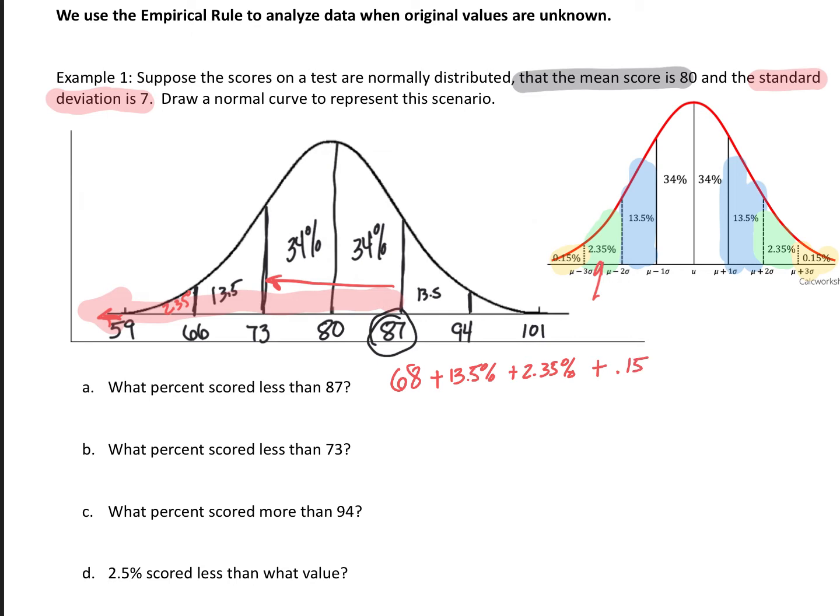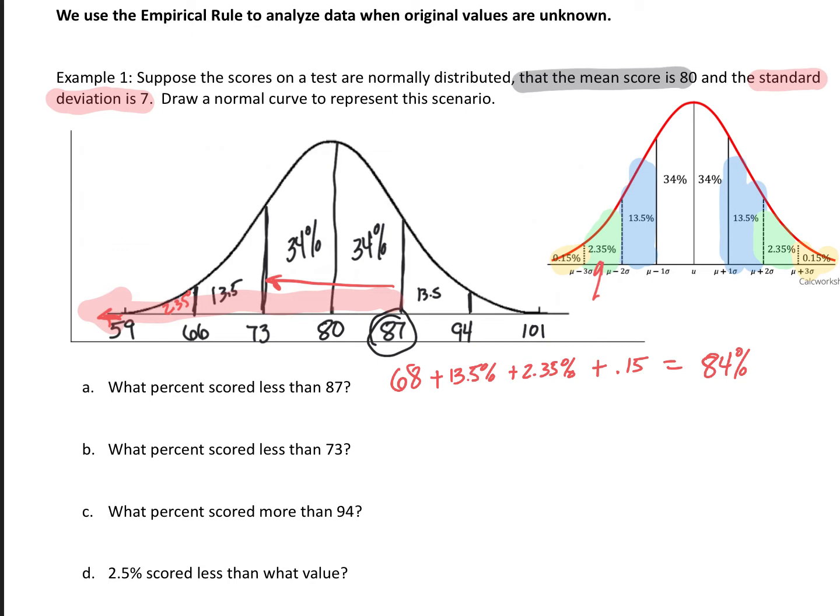Another alternative would be to just simply subtract from 100% the parts that are not part of the solution. So we look at this and we calculate, and this tells us that 84%, when we add up all of our percentages that we pass, 84% would fall below the score of 87.